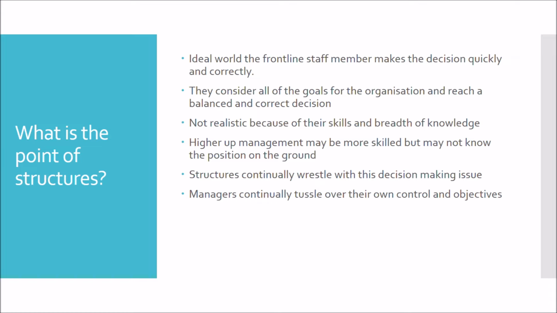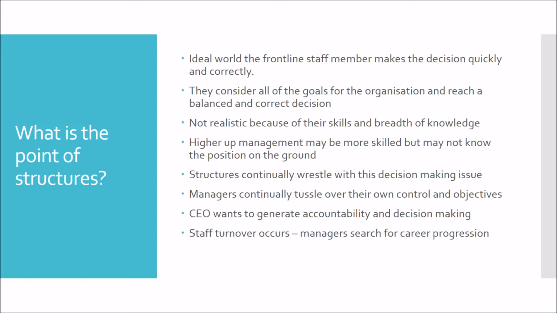Managers themselves also tussle with other managers within an organisation over controls and their objectives. The CEO wants to generate accountability, and also wants decisions to be made. The one thing that the CEO doesn't want is managers who aren't accountable, who avoid having accountability for any decisions they make, or managers that try and avoid making decisions or being blamed. Basically managers who try and avoid blame, because then that guarantees failure because nobody makes a decision.